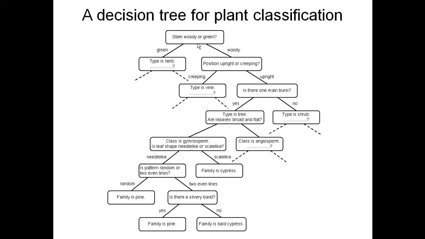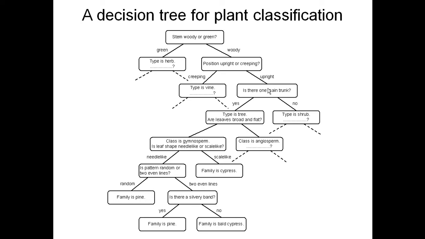It's called a decision tree. And you ask questions that narrow down type first. All right, so in other words, you start out by saying, is the stem woody or green? If the person answers green, you know the type is herb, and then you ask questions that narrow down herb. Let's say the person says it's woody. Well, now we know that, we never ask that question again. Now we narrow down, is the position upright or creeping?